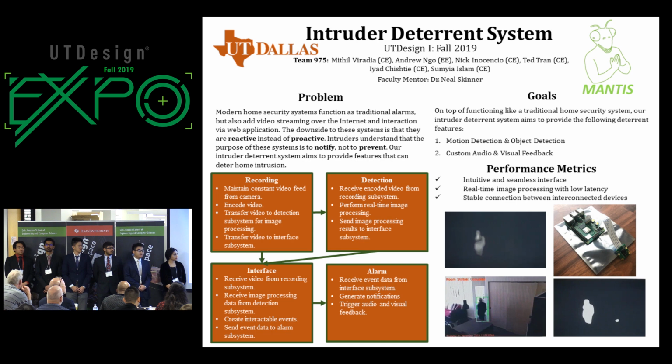Our interface, worked on by Sumaya and Iad, takes all that data and creates events out of that data, at which point the user can create different custom feedback. So if there is an intruder approaching the house, the lights can turn on, and speakers can play the sounds of dogs, German shepherds, corgis, any kind of dog just barking. Then, based on that, event data is sent over to our alarm subsystem, which is worked on by Ted, and the alarm, based on the event data that it receives, triggers the feedback.